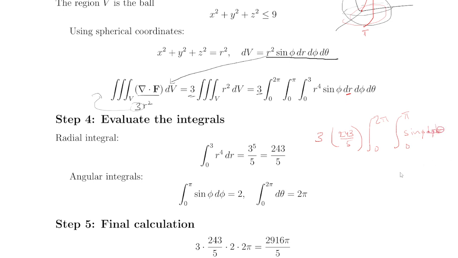So now we can integrate sine phi with respect to phi from 0 to pi. We end up getting 2. And so now this becomes 2, which will come outside. And so we need to calculate what's left, which is the integral from 0 to 2 pi of d theta. And that's just 2 pi.